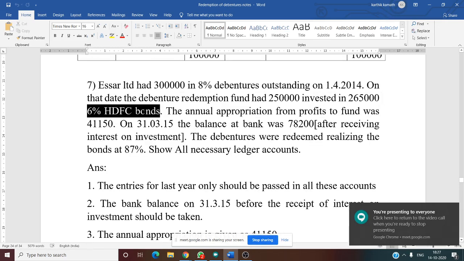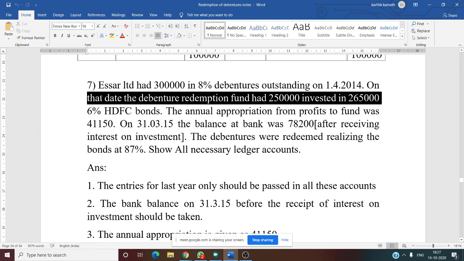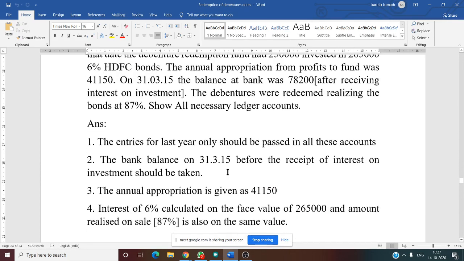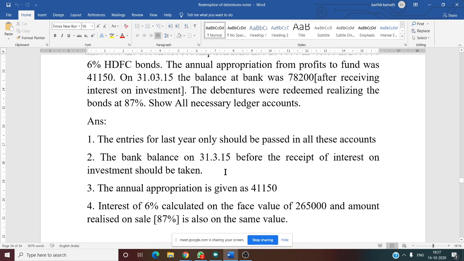2,65,000 6% HDFC bond. Yes. So now we need to prepare all 5 accounts. Why? Because the question says show all necessary ledger accounts. All necessary ledger accounts means all the accounts you need to do.